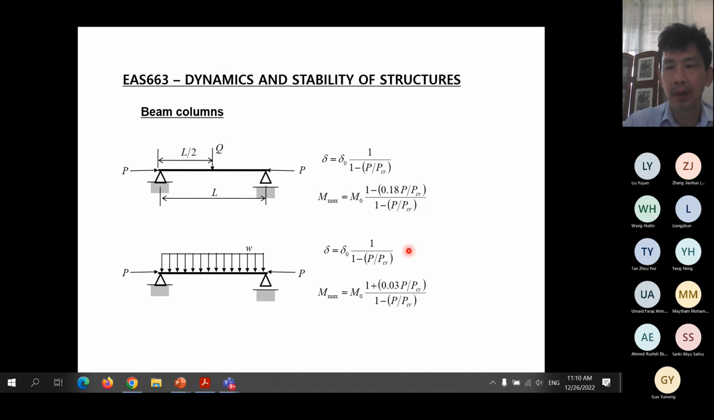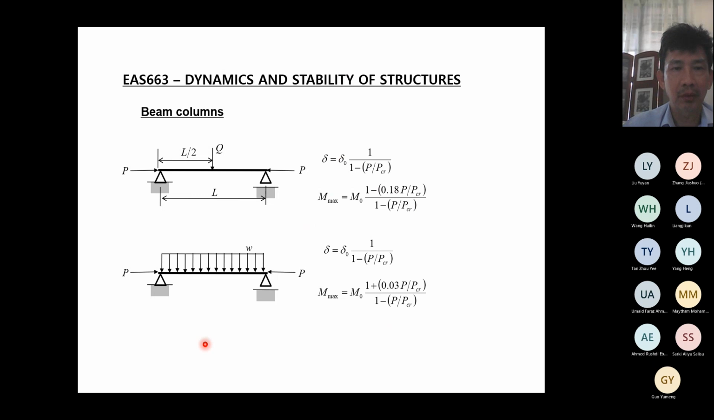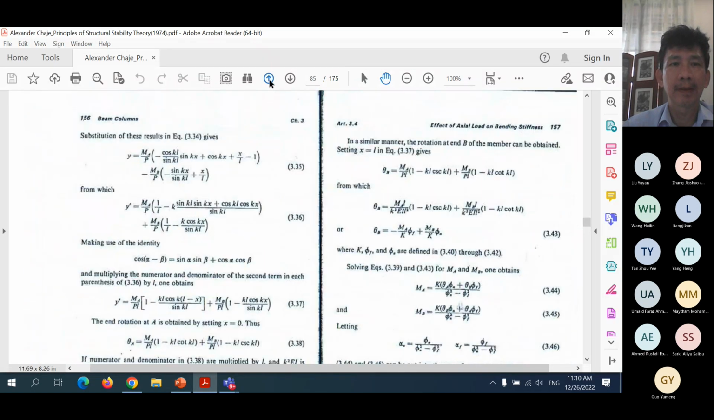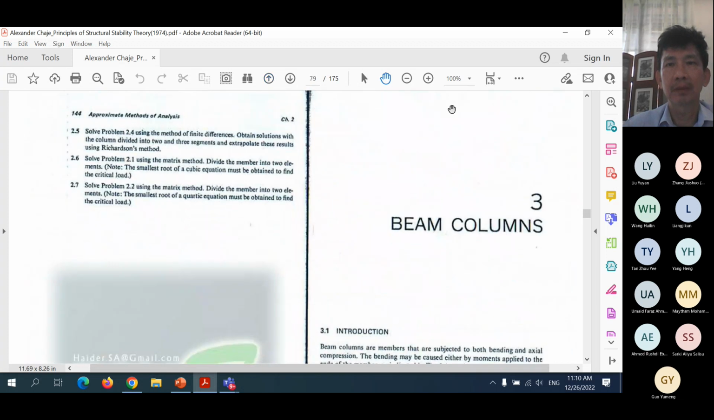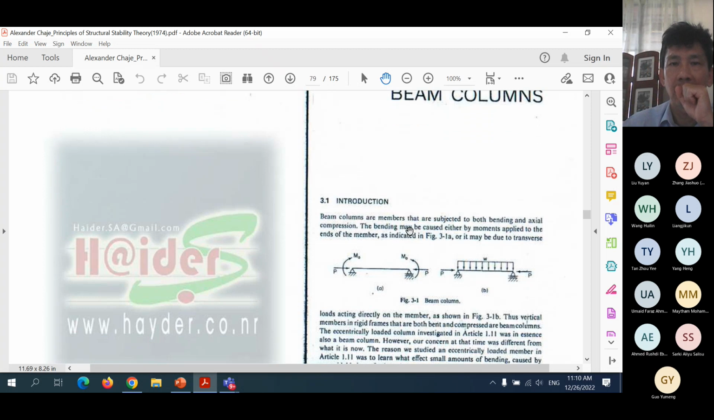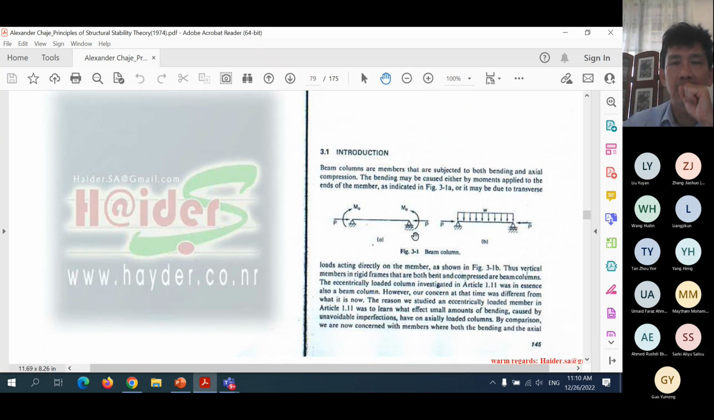So now I would like to go to the notes, one of the sets of notes that I have shared with you, which is this particular set on chapter 3, which I also mentioned to you. This is the chapter that we refer to, beam columns. In the beginning, we go through what is beam column, and where we can find this member of beam columns.